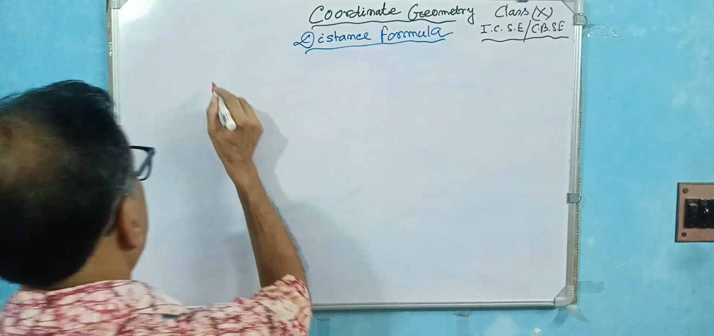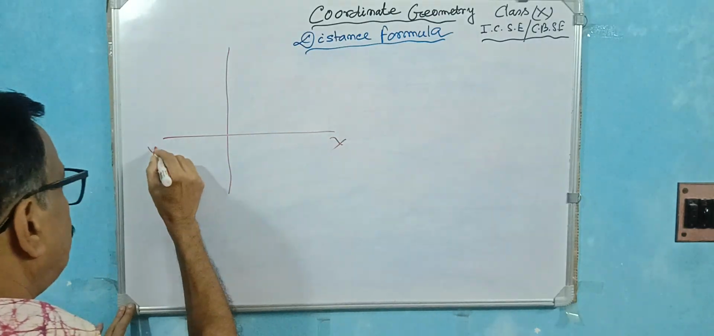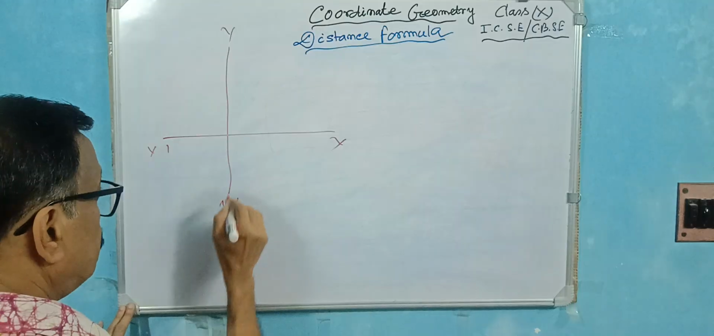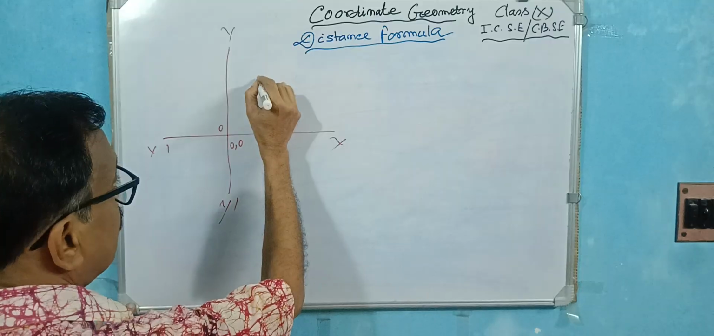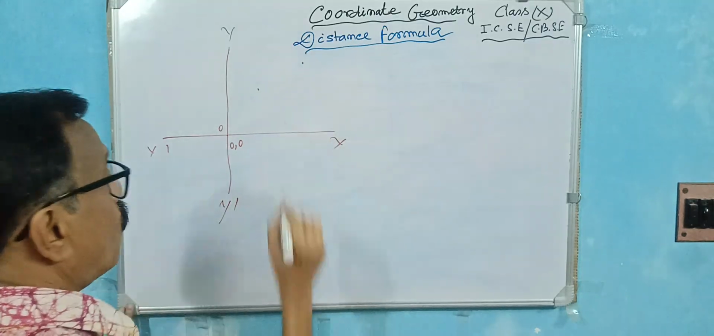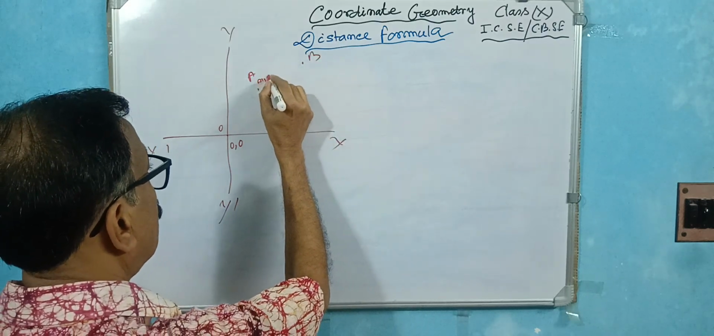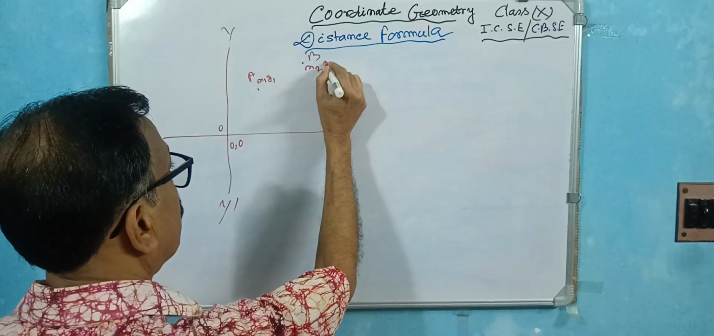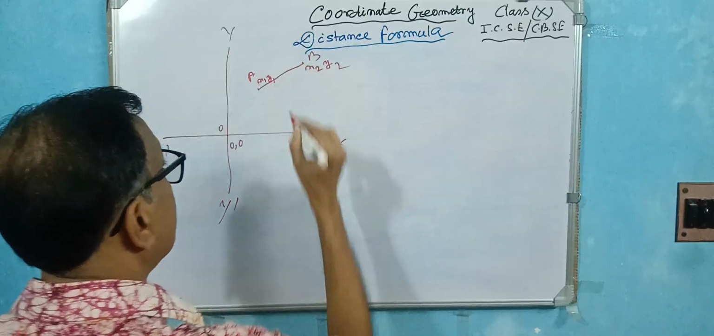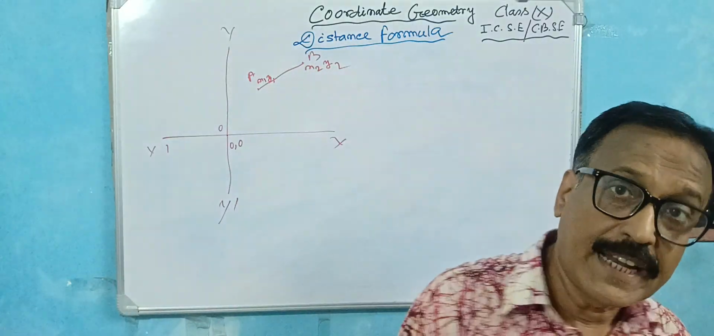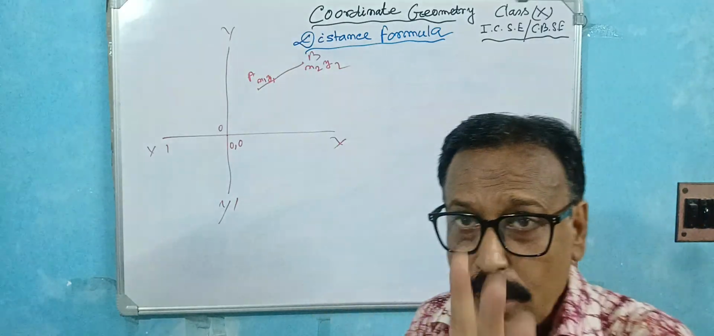Okay, so let's start. Suppose this is x dash, this is y dash, and this is the origin 0 0. Now here is a point and here is a point. Suppose this point is A and this point is B. This is x1 y1, this is x2 y2. Now what is the distance? In which way do you measure it? From there the formula is developed.